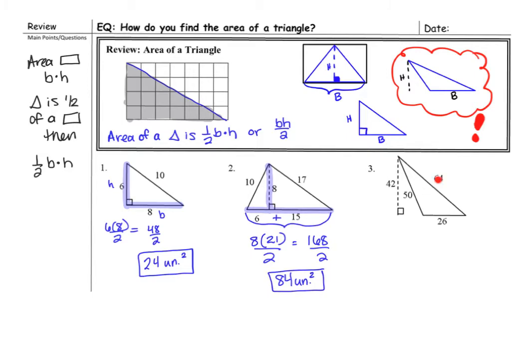Number 3 looks very much like the scalene triangle. You have lots of distracting numbers here, so you just have to know what is your base and what is your height. The height is going to be represented by the dotted line, and the base is going to be this side right here. So the base is going to be the 26. We're going to do 42 times 26 divided by 2. That's going to be 1092 divided by 2, giving us an area of 546 units squared.